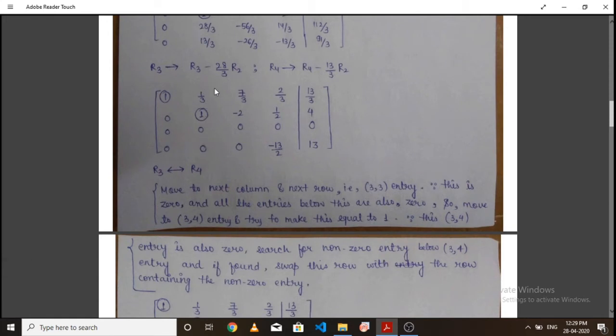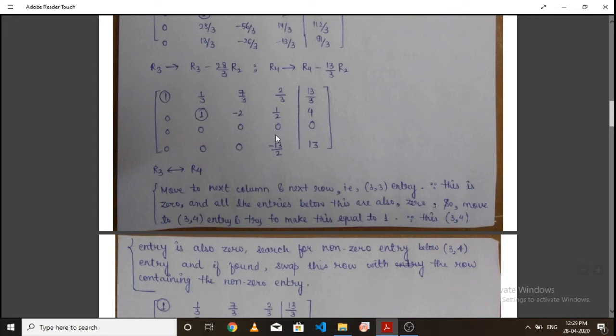Now we will move to the next column, next row, that is the 3,3 entry. That is 0 here. We all know 0 can't be converted into 1. So we will search for a non-zero entry below this entry. But again we have 0 here. We don't have any further rows. So we will move to the next column. That means we will move to the 3,4 entry.